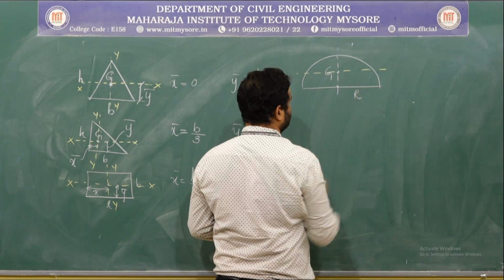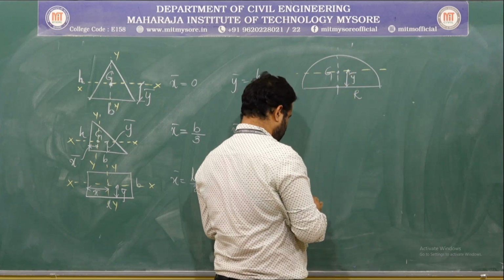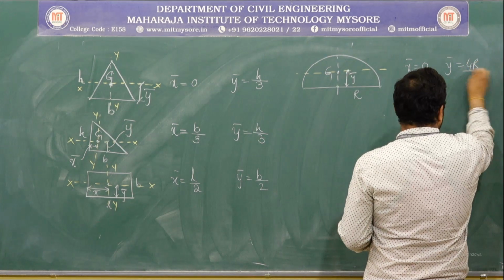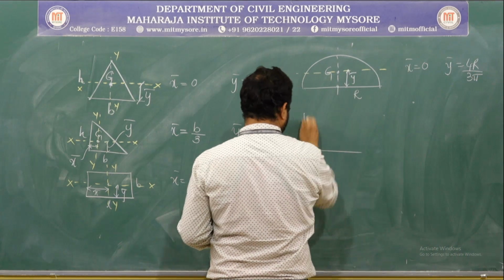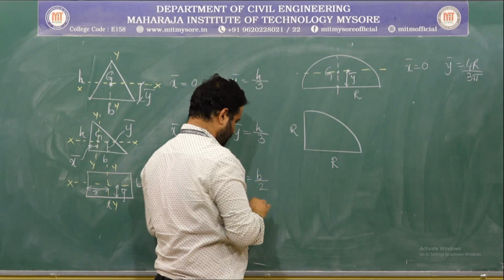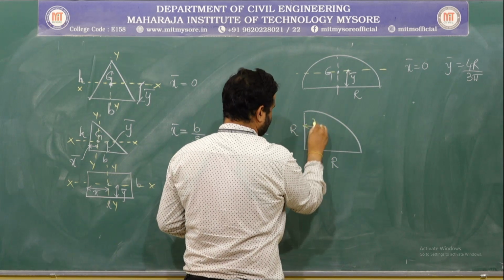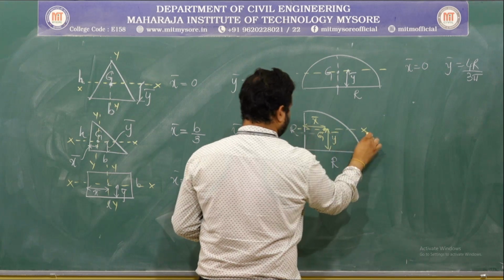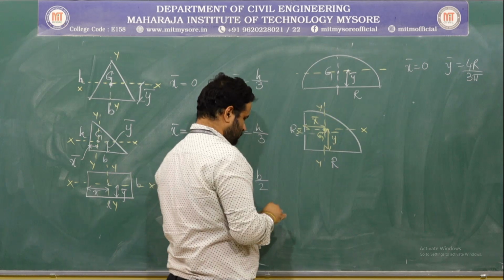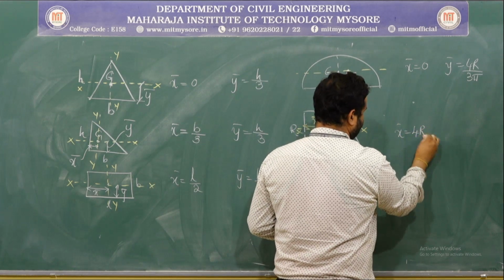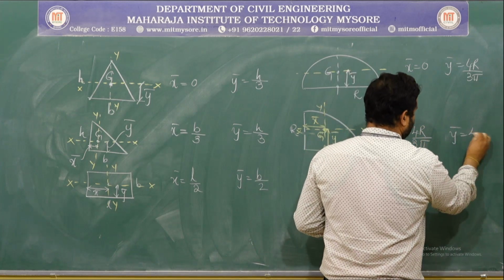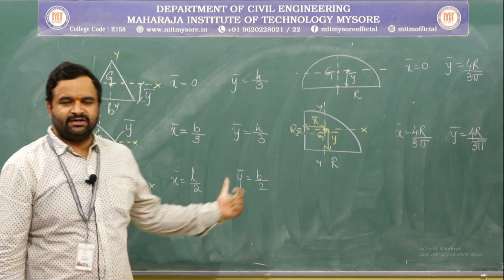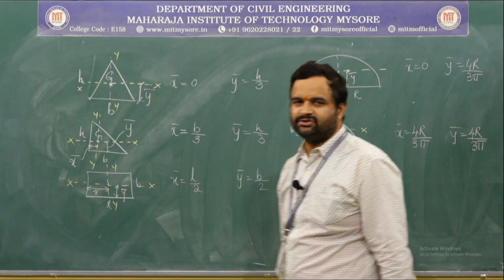Of radius r, this is nothing but its y bar. So x bar is 0 if you consider this axis, and y bar is equal to 4r by 3 pi. Similarly, for a quadrant of radius r, we have the centroid both x bar and y bar. XX, YY. So for this, x bar is equal to 4r by 3 pi, y bar is equal to 4r by 3 pi. Okay. So these are the centroidal values of the plane figures or plane geometrical figures.